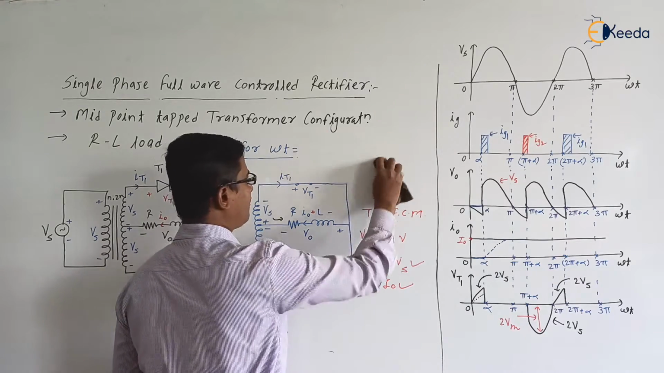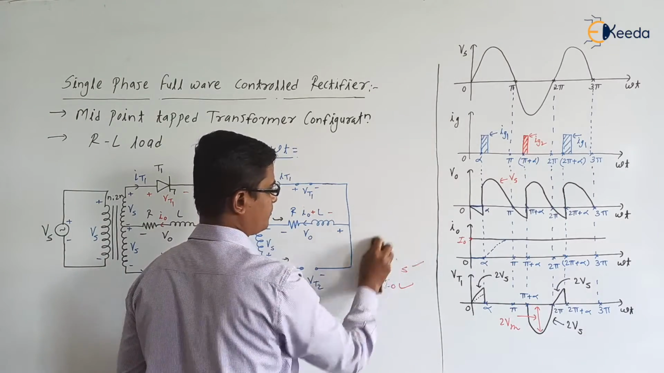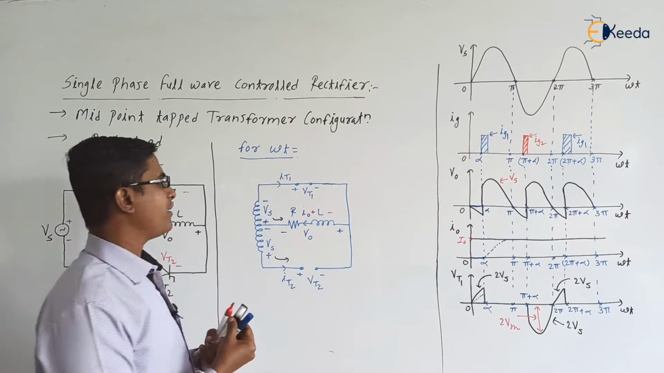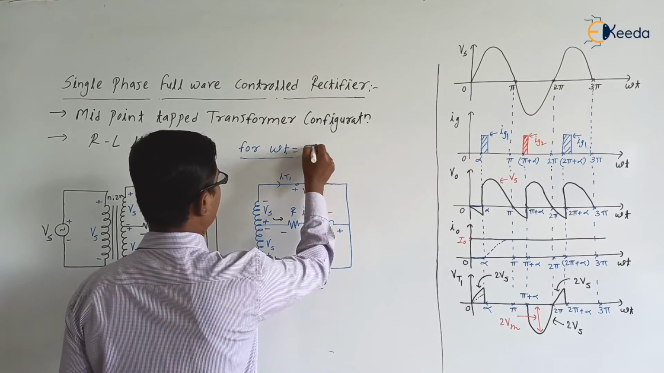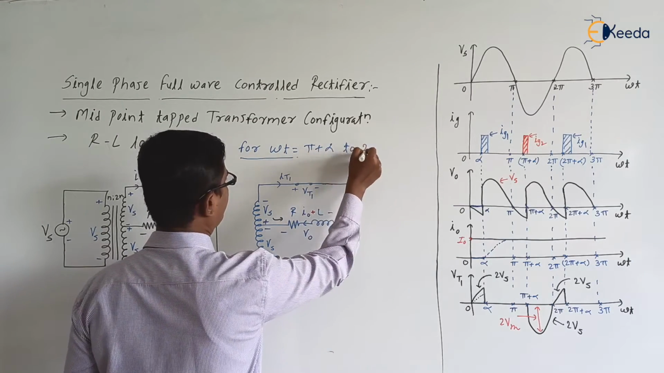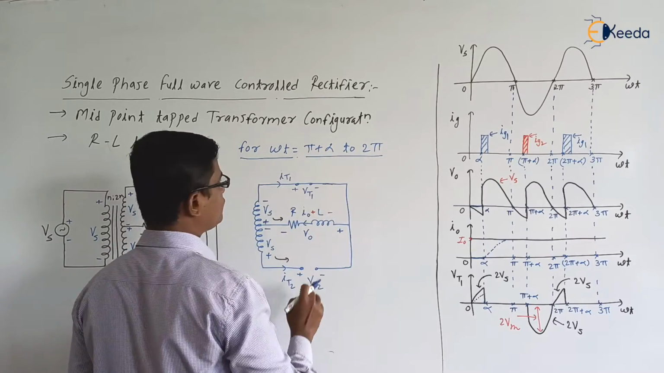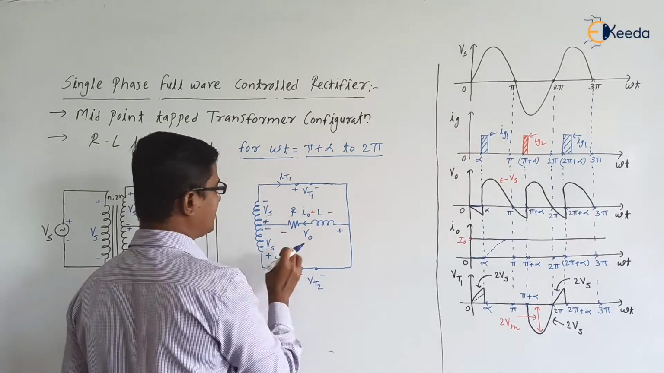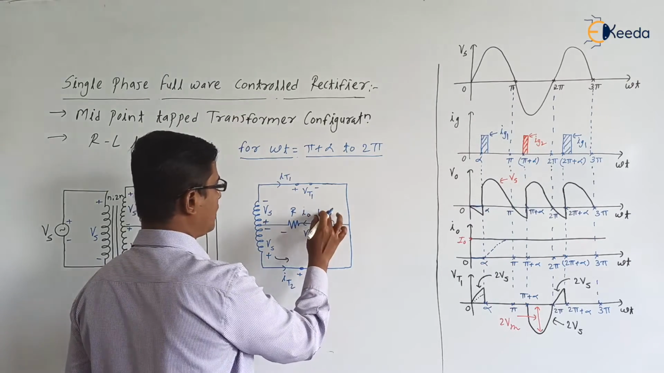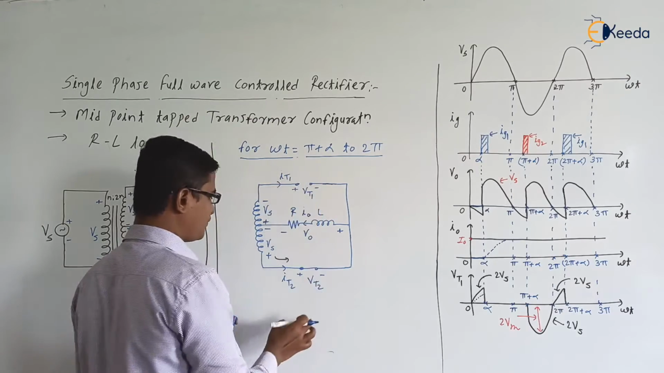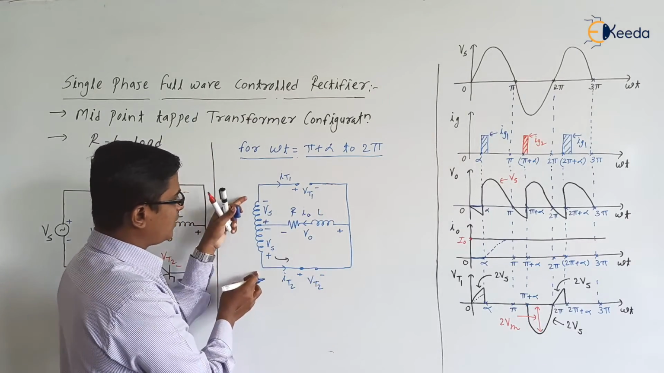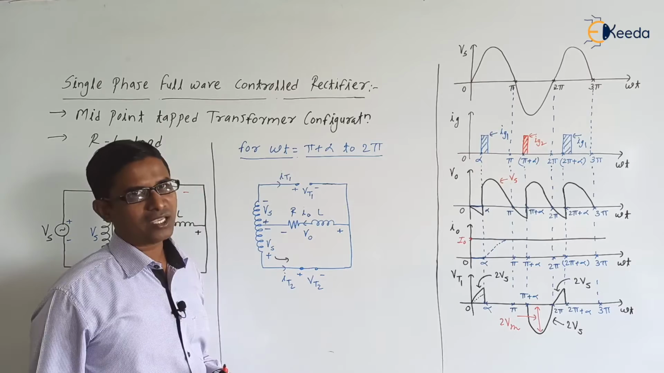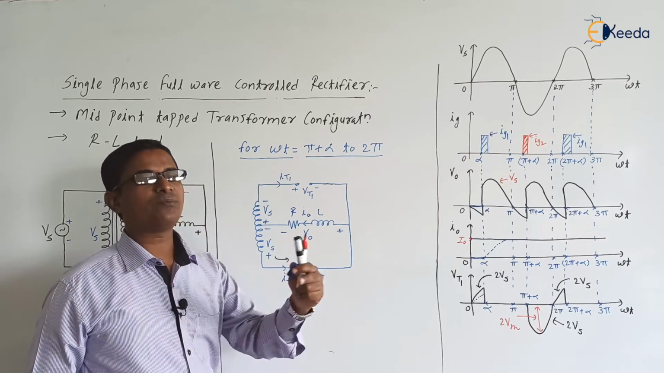Let us discuss from omega t is equal to pi plus alpha to 2 pi. So at pi plus alpha, we are applying the gate signal to thyristor T2. Thyristor T2 is turned on, right? Now thyristor T1 will turn off, because once this thyristor turns on, this full voltage will appear as a reverse voltage for thyristor T1. So thyristor T1 will immediately turn off. Thyristor T1 will be in the on state only from alpha to pi plus alpha.